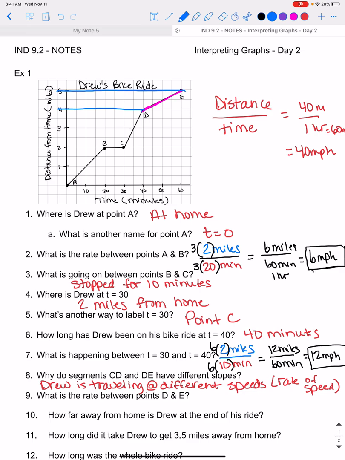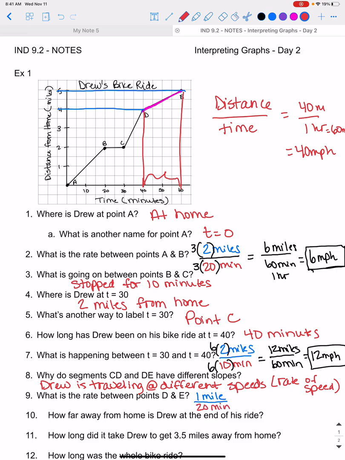So only 1 mile, right? 1 mile is being traveled. So that takes care of the y-axis. And remember, when you're describing what's happening, or when you have to calculate the rate, you need both the distance and the time. And then our time between D and E is between 40 and 60. And just that spot right there is 20 minutes. So we have 20 minutes.